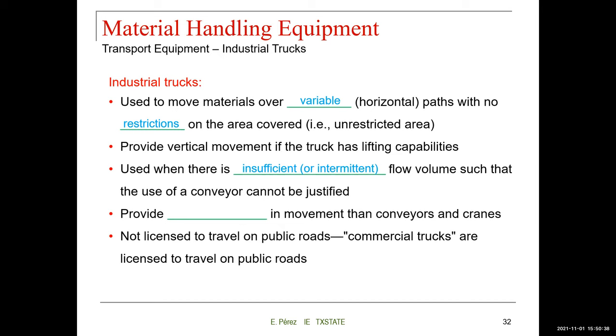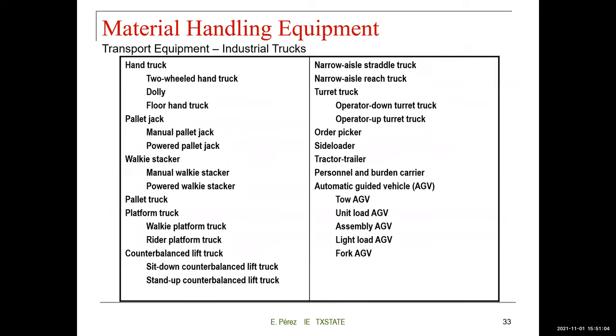This is used when there is insufficient flow volume, such that a conveyor cannot be justified. Industrial trucks provide more flexibility in movement than conveyors and cranes, and are not licensed to travel on public roads. Commercial trucks are licensed to travel on public roads. So these are vehicles used specifically for movement of materials inside the facility. There are a lot of different types of transport equipment in terms of industrial trucks. So here is the list.